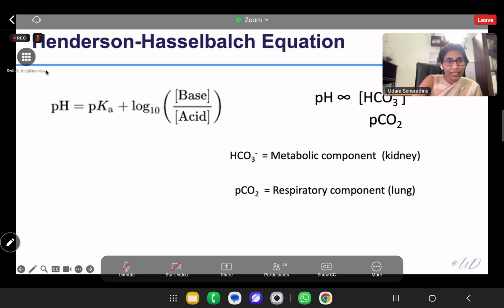So when you say indirectly proportional, if the pH is increasing, your PCO2 should be falling, okay? But with regards to the bicarbonate, the metabolic component is directly proportional. That means if pH is increasing, then bicarbonate is increasing, okay?